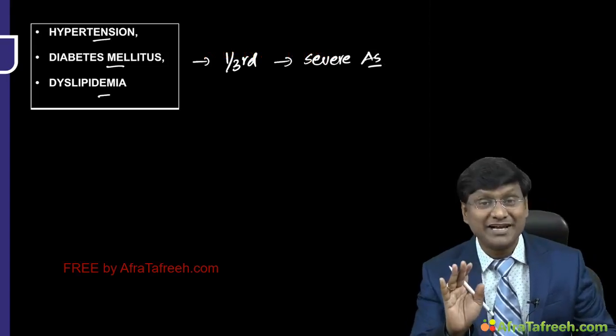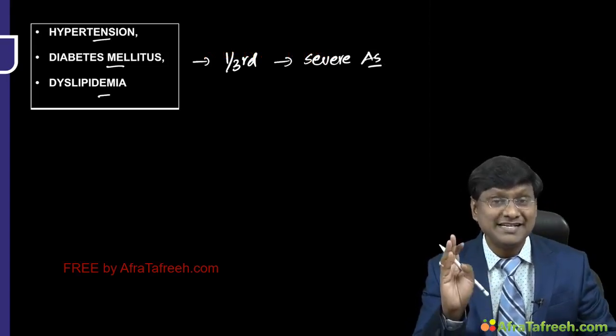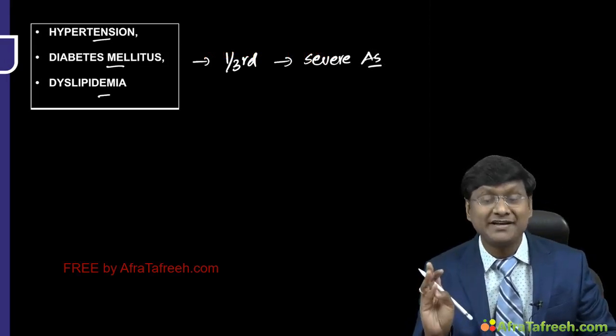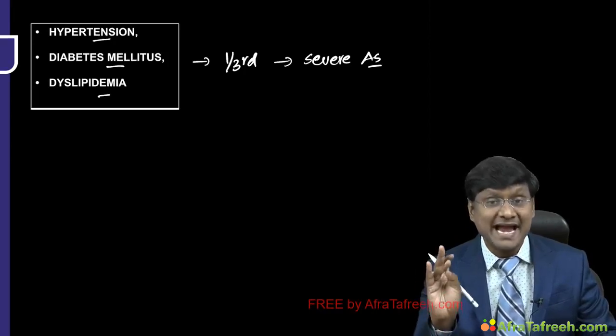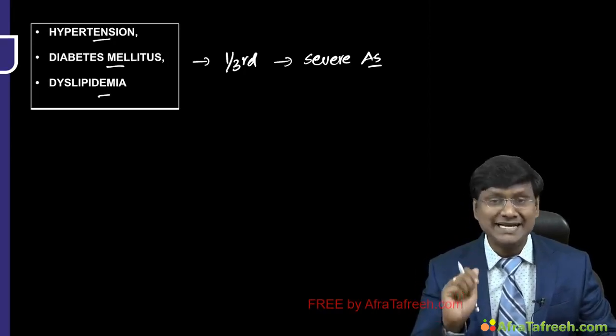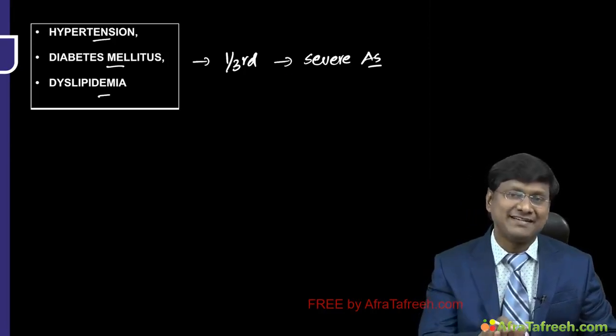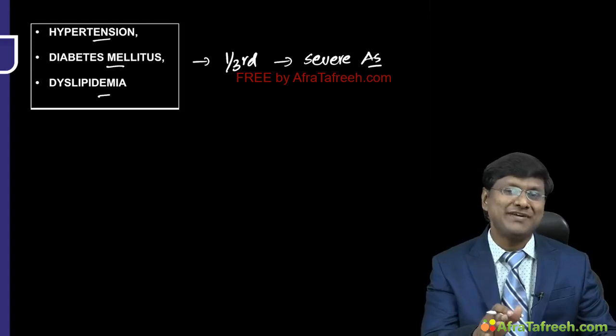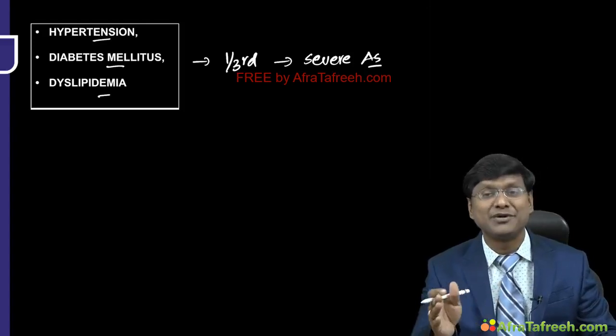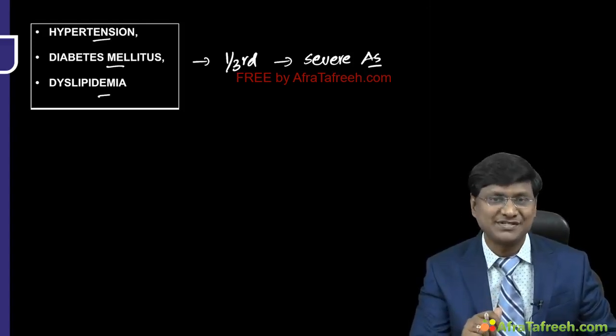So what have we discussed now in the etiopathogenesis? Number 1, fibrocalcific response, and number 2, genetic polymorphism. Next, we have discussed the atherosclerotic risk factors that cause the development and progression of calcific aortic stenosis.